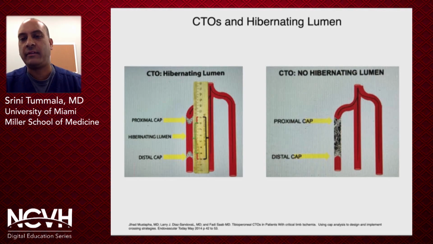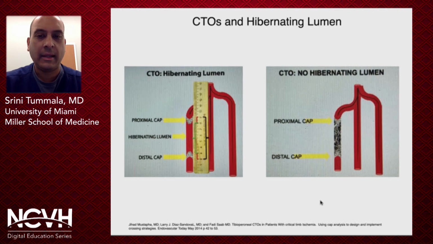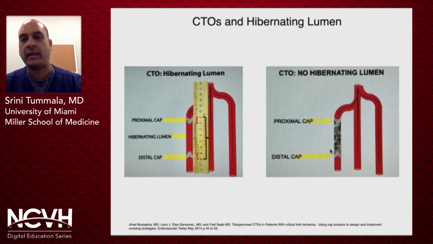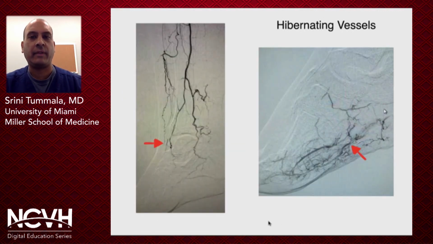On the other hand, when you have a CTO that has no hibernating lumen, you obviously have a proximal and distal cap, but everything in between is chronically closed. This is a much harder recanalization because you have to fight your way through this entire chronic total occlusion. And here's an example of that.